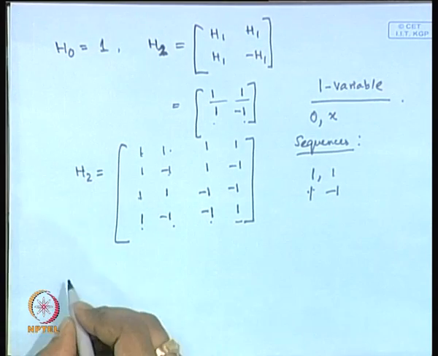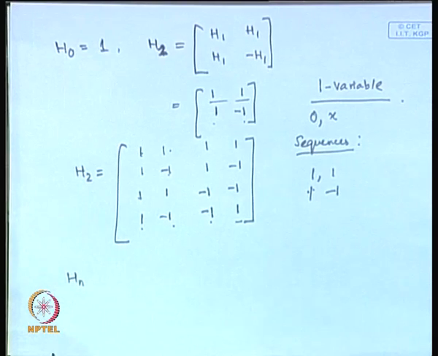Therefore, if I am able to recursively express Hn in terms of Hn minus 1, then essentially each of the rows of the matrix Hn denotes the sequence of a linear function of n variables.